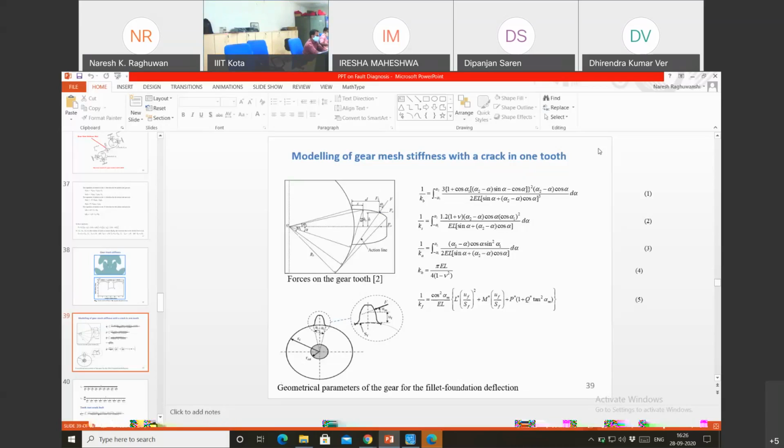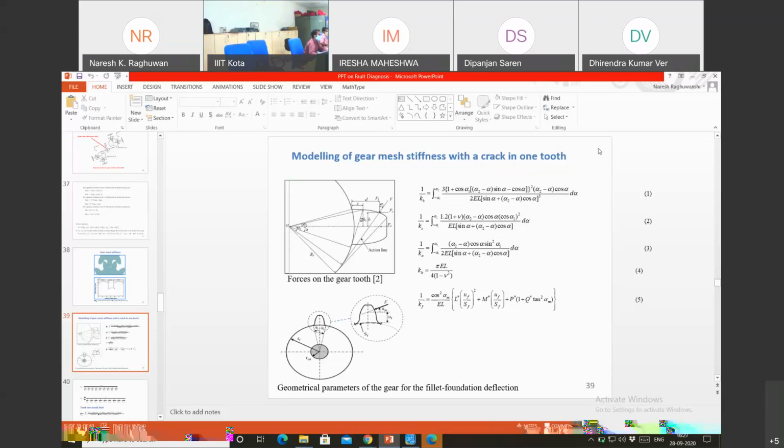Suppose you are not considering oil in the modeling. If you consider the stiffness of the oil also, then obviously the results will deviate, and you can include it in the modeling, and you will get a new paper that you can publish.